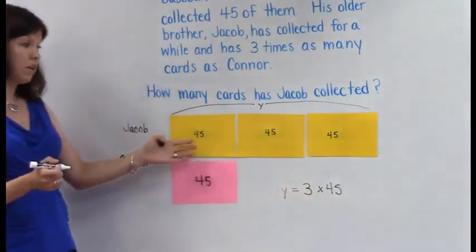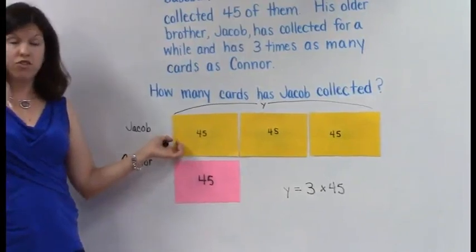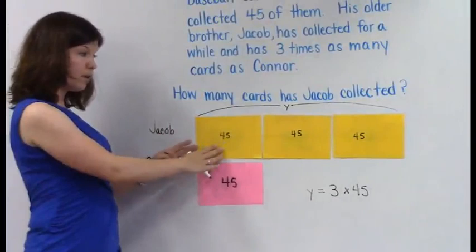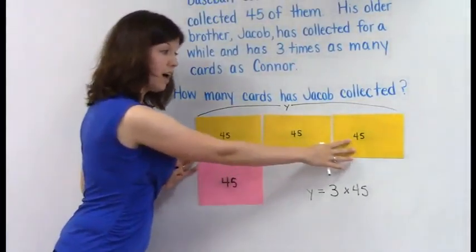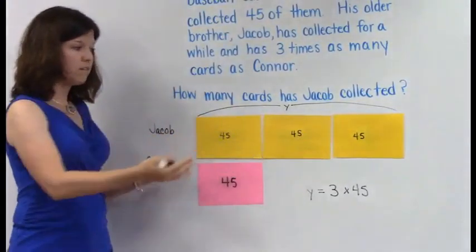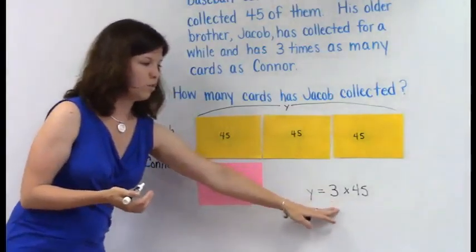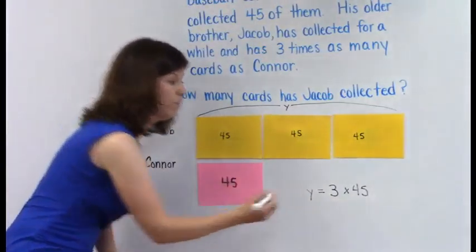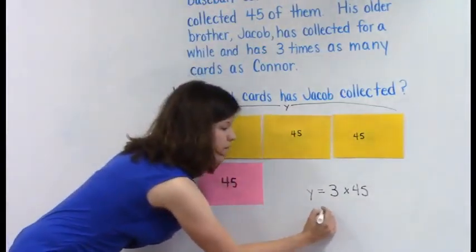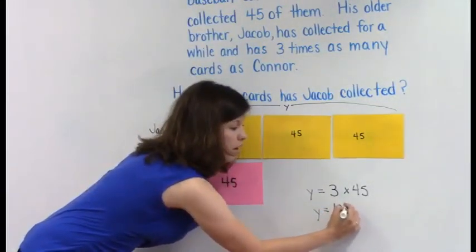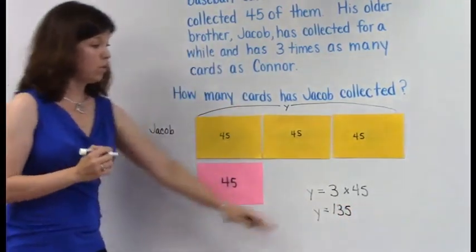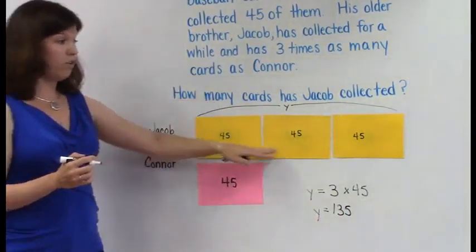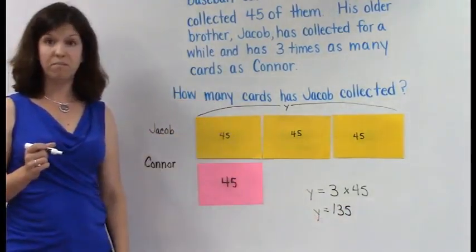Now students can also look at this and check for reasonableness, check to make sure that it makes sense. 45 plus 45 plus 45 in Jacob's bar is the same, that repeated addition, as multiplying times 3. And students could use a variety of strategies to figure out that 3 times 45 is 135. So in this case, y equals 135, or Jacob has 135 baseball cards.